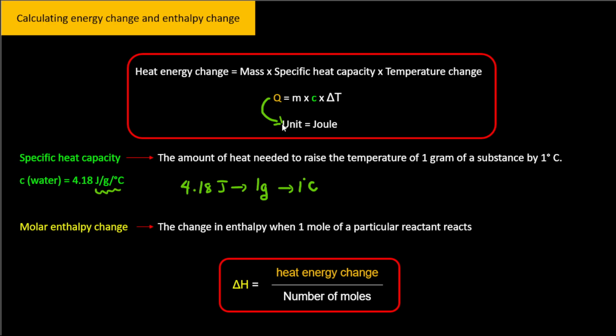All right, if we know the Q formula, the heat energy change formula, we need to know the molar enthalpy change. The molar enthalpy change is simply the change in enthalpy when 1 mole of a particular reactant reacts. So delta H is the heat energy change, which is your Q here, divided by the number of moles of a particular reactant, of any reactant that you want to find out. But this will all become clear as we start to do a few calculation examples.